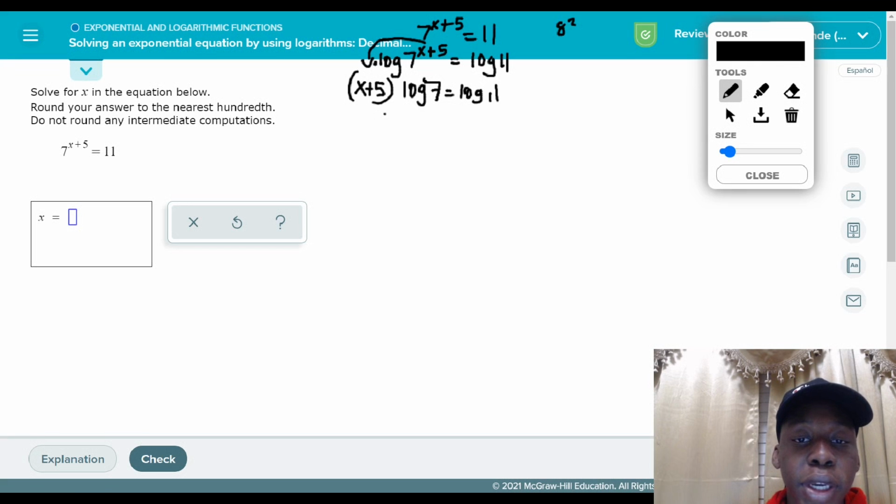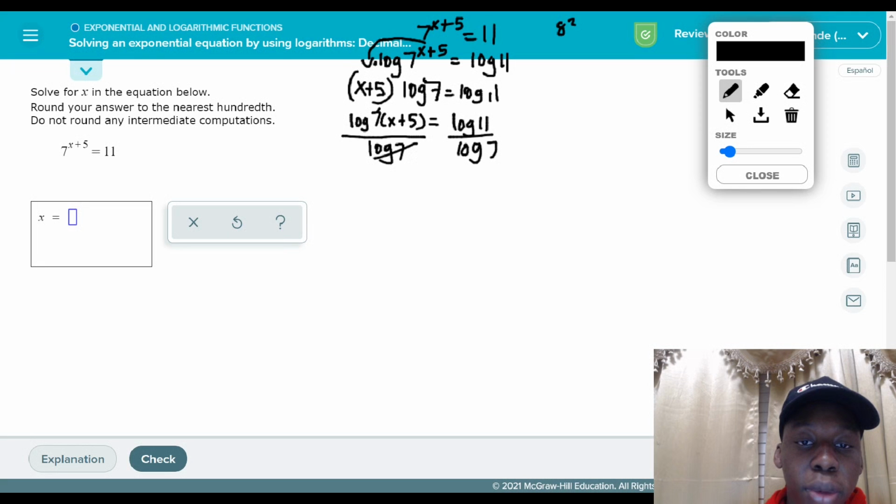So this is x plus 5 times log 7, and we have to divide both sides by log 7. When we divide both sides by log 7, this is log 11 divided by log 7. On the left side, dividing by log 7 cancels it out. So this is x plus 5 equals log 11 divided by log 7.